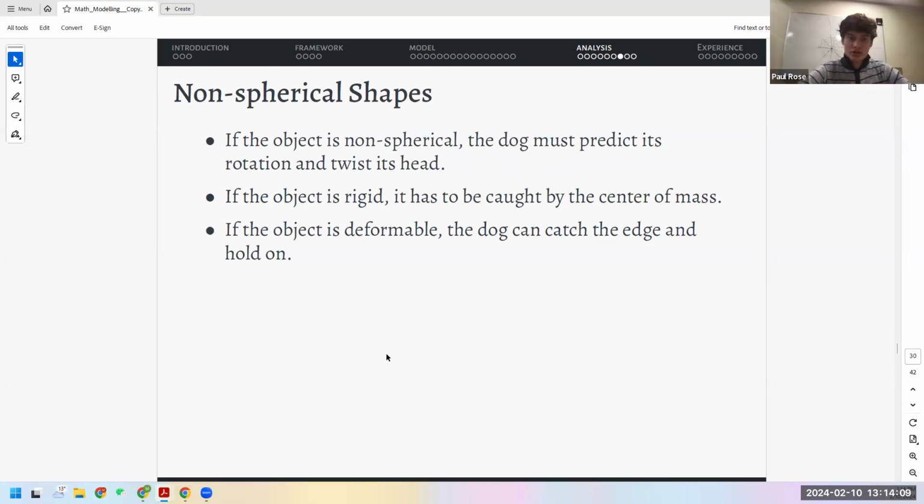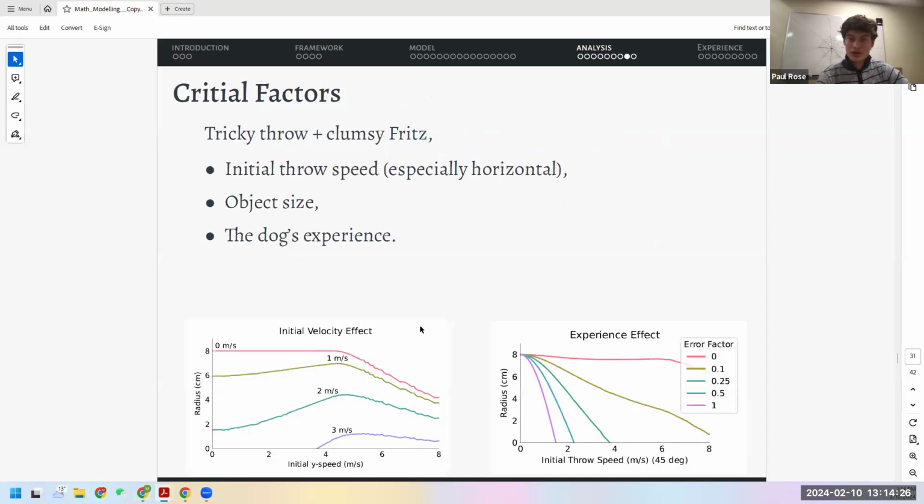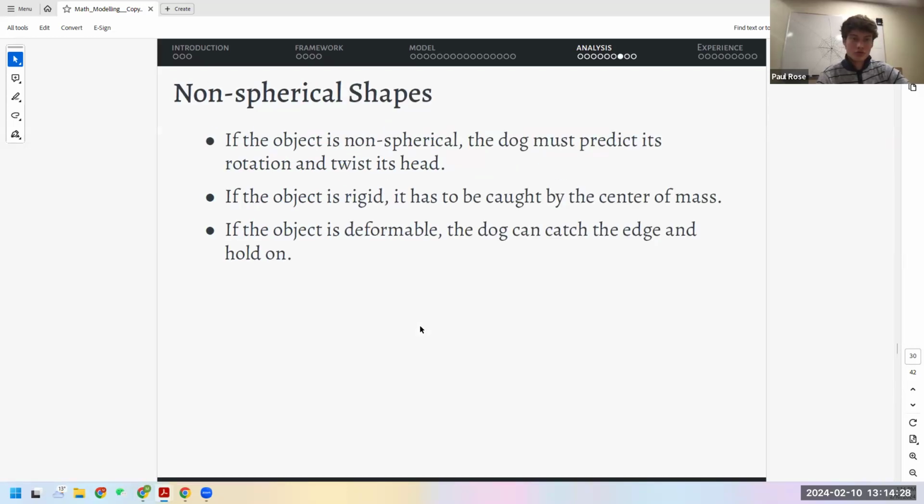If the object is non-spherical, the dog has to predict the rotation of the food and twist its head to match its mouth to the nearest point. Additionally, long and rigid objects have to be caught at the center of mass, else they'll fall out. And deformable objects bounce less, so Fritz can catch the edge and hold on. So the center of mass rule is only true for rigid objects.